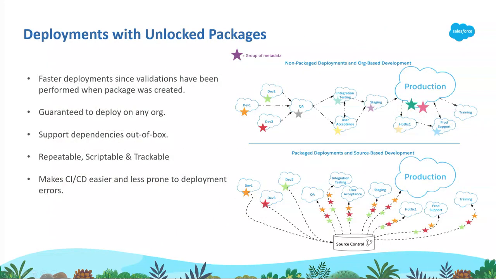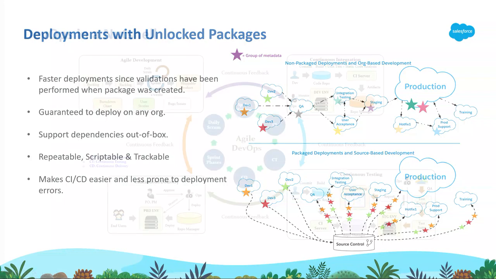So deployments with Unlock Packages, this is just a small graphic here. I know it's been in a few other presentations, but it really highlights where you go from deploying individual bits of code into these various different systems to now deploying groups of code, or packages, into various different systems. And because packages support dependencies, you can make a single package dependent on other packages as well. So you get a much cleaner deployment model into these various different environments. And again, it's going to make sure that these deployments are scriptable, trackable, and repeatable.